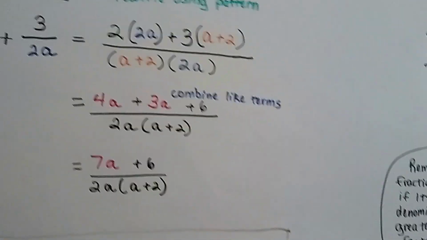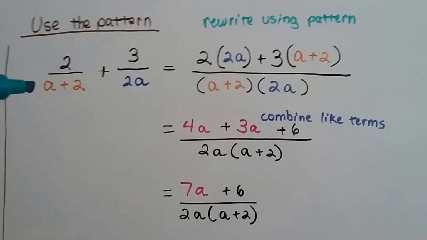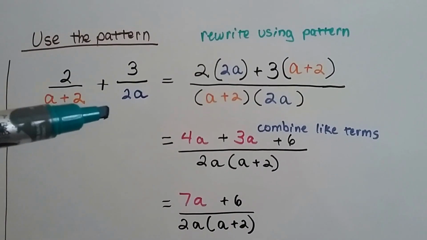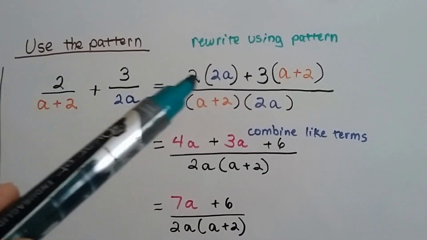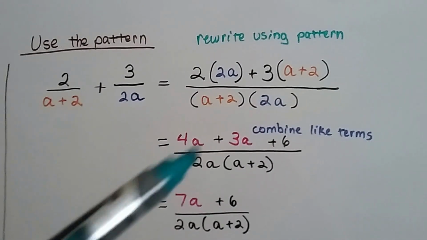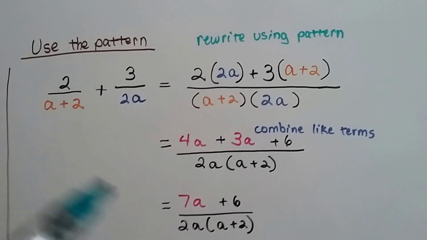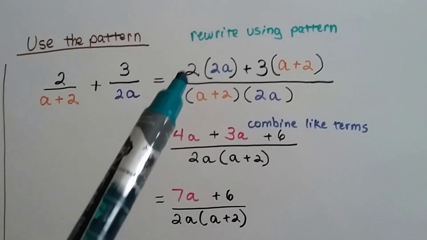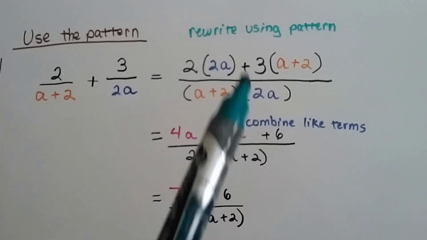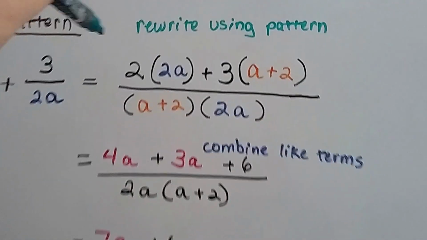All right, here's another one. All right, we're going to rewrite it using the pattern. We've got 2 over a plus 2 and 3 over 2a. We're going to do 2 times 2a, that's right there, plus 3 times a plus 2, right there. See? This becomes 4a plus 3a plus 6. See that? When we do our distributive property here.